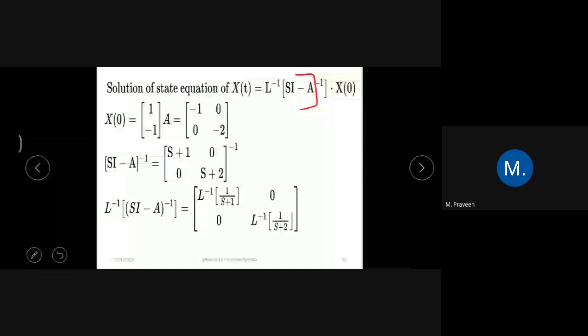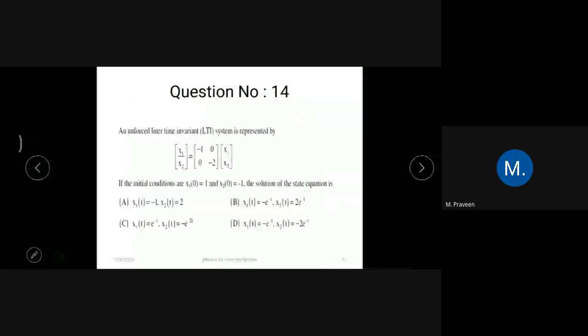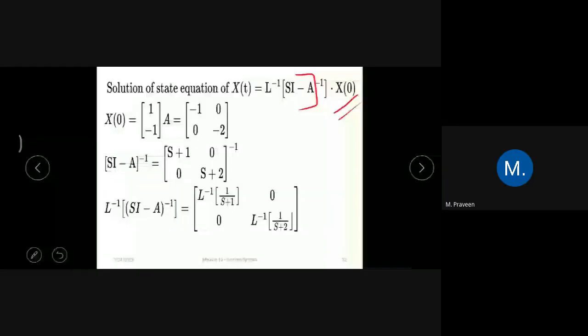And x of 0 is given by the initial conditions. Here the initial conditions are 1 and -1, which you can take as a column matrix. The A matrix is also directly given. Simply you can go for sI minus A. s is a variable and I is the identity matrix. It's a 2 cross 2, so sI will become s 0 0 s, and subtract A, which is nothing but -1 0 0 -2. Then sI minus A is equal to s plus 1, 0, 0, s plus 2.